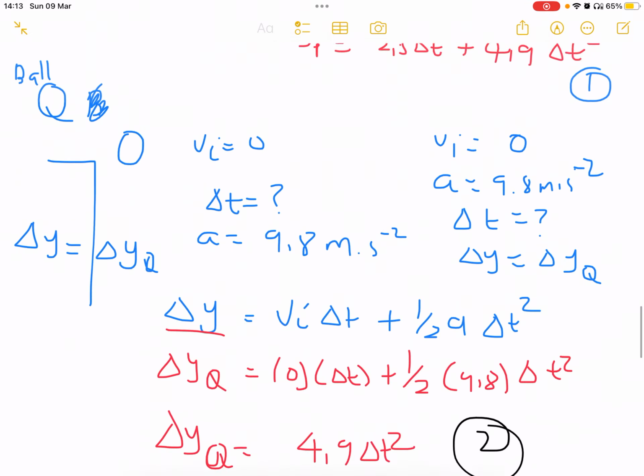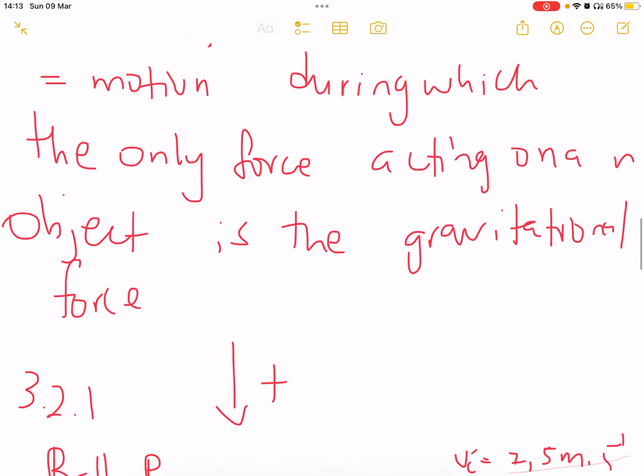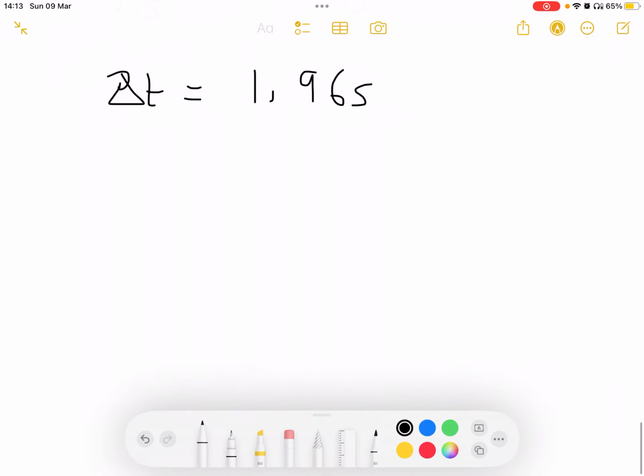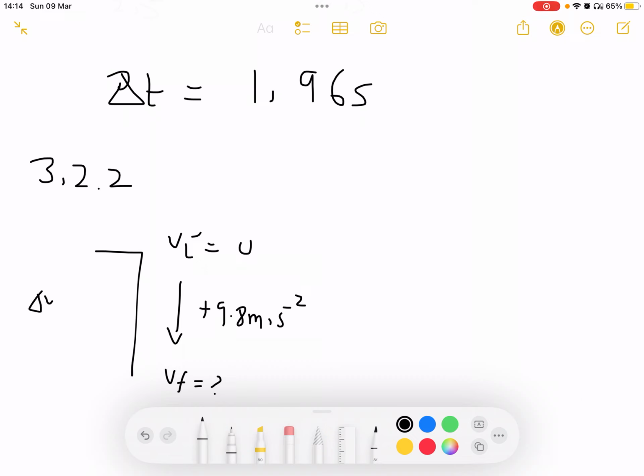In 3.2.2, you say we calculate the speed with which ball Q strikes the ground. Now we're focusing on ball Q. Ball Q was dropped with a V initial, going down, with positive 9.8 meters per second squared. We want its V final. We can get its delta y, which is delta y of Q. What else do we have? We have the time it took to go down, which is delta t, that's 1.96 seconds. So we have two cases here.